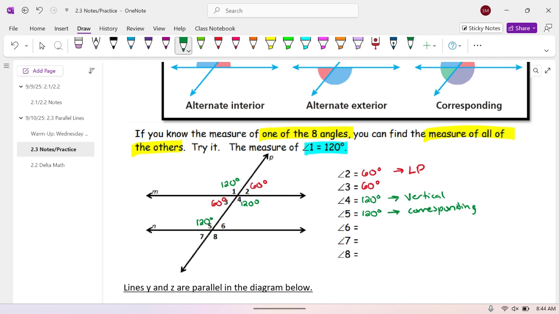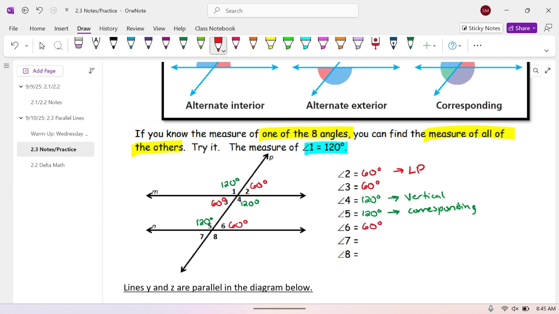So, what's the connection between angle 2 and angle 6? They're corresponding, which means they are congruent. Now, if I base it off of angle 5, would I get the same answer? Yes, because angle 5 and 6 are supplementary, so they have to add to 180. So either way, whichever one I picked, I'd still get an answer of 60.